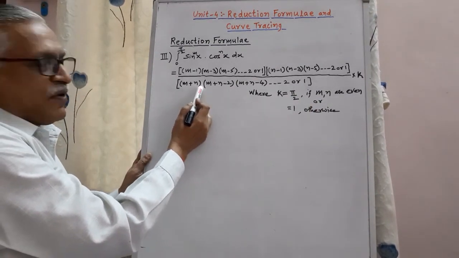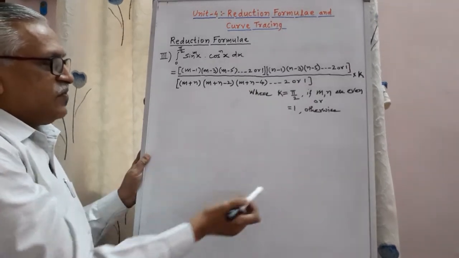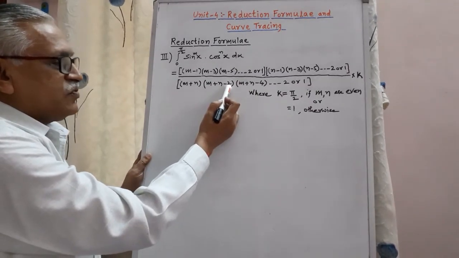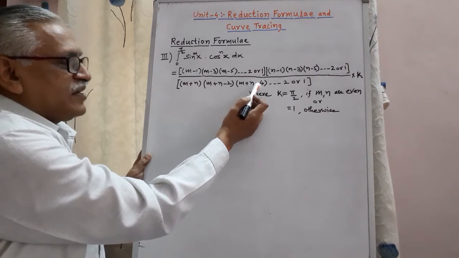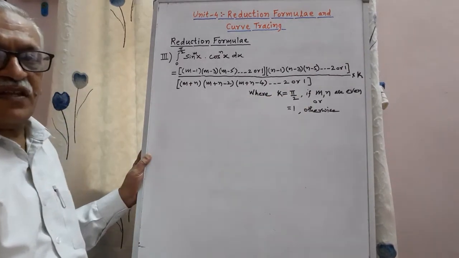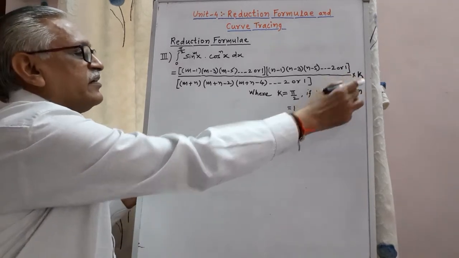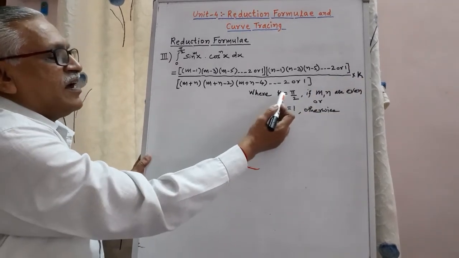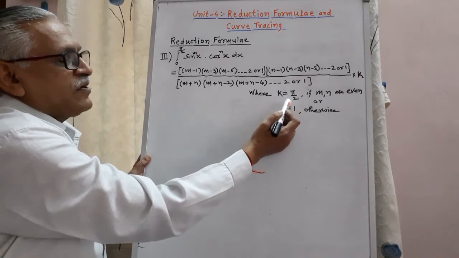the first bracket m plus n, subtracting 2 every time. Therefore, m plus n minus 2. Next is m plus n minus 4, and so on, the last term being 2 or 1. Into k, the value of k, again two values, either pi by 2 or 1.